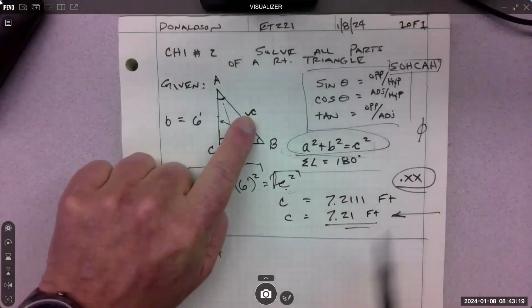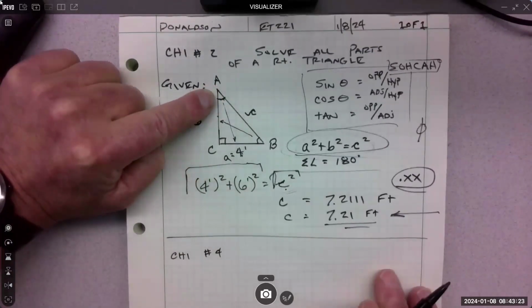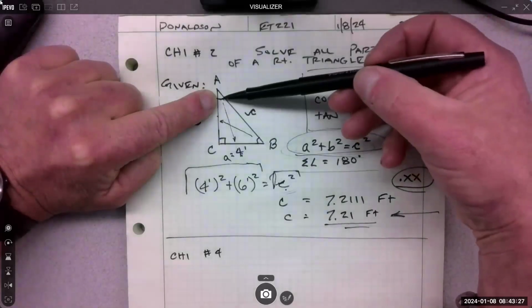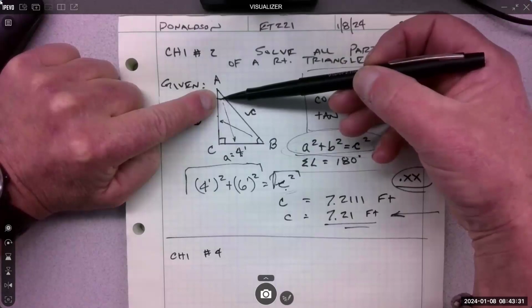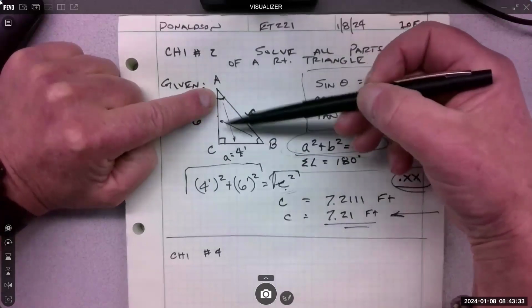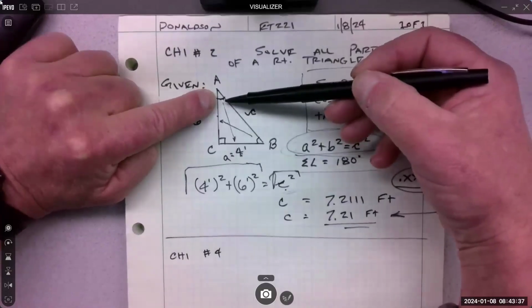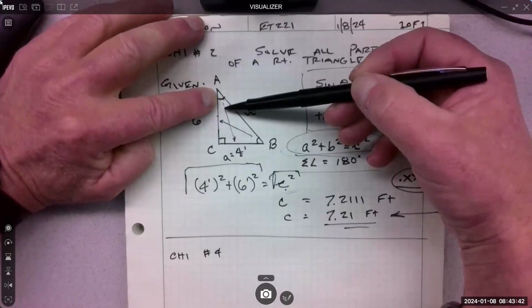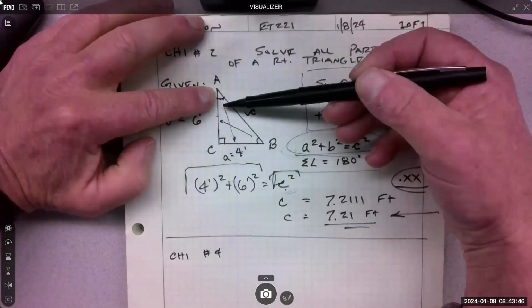We just solved for side C. Now, how could I get angle A? 4 divided by 6. Using the tangent, 4 divided by 6. I like that. Why do I like that? Maybe, it's not using the number I just calculated.